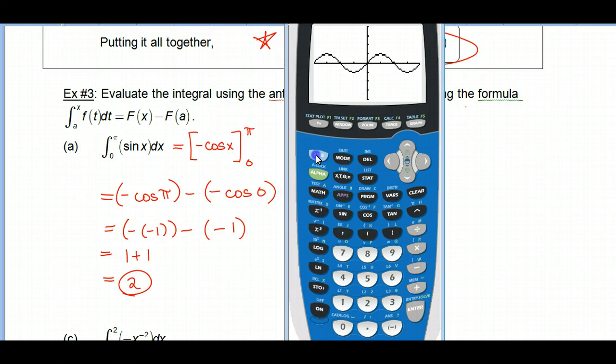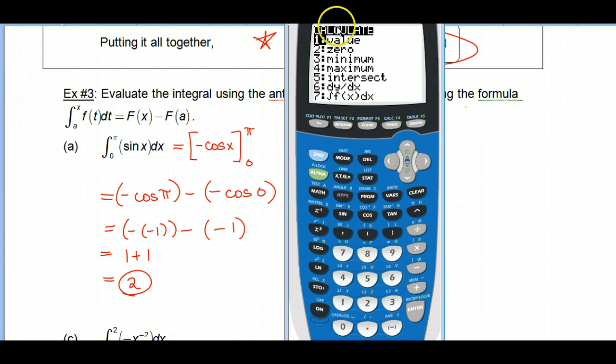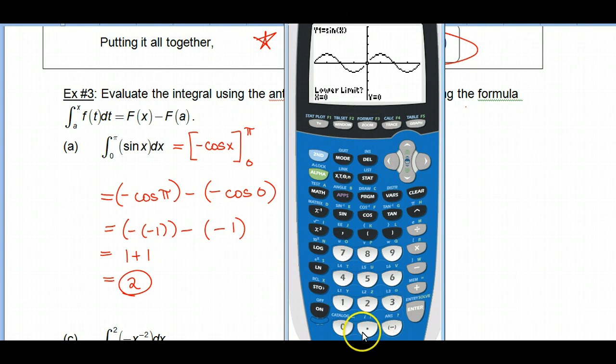So we can go to second, calculate. Remember number 7. My lower bound is 0. Press enter. My upper bound is pi. So it's going to integrate f of x dx from that lower to upper bound, and we get 2. So we just verified on our calculator that the area under the sine curve from 0 to pi is equal to 2.